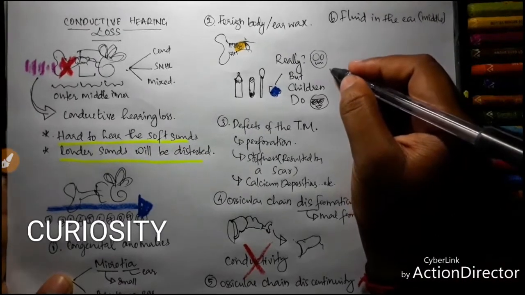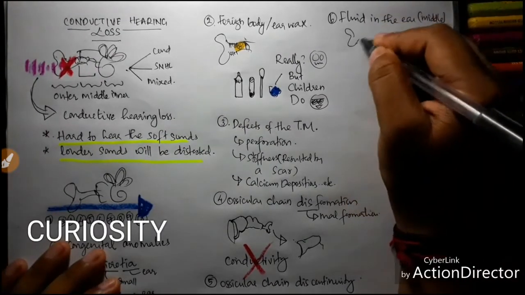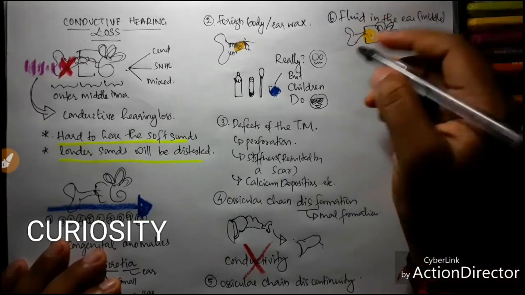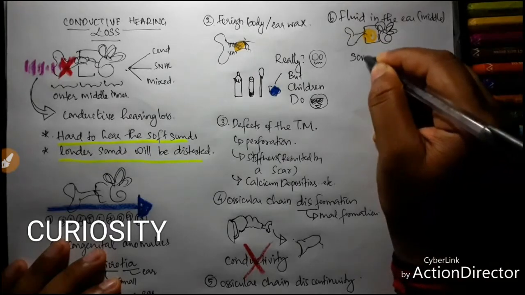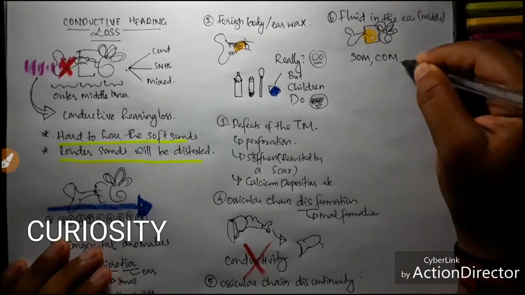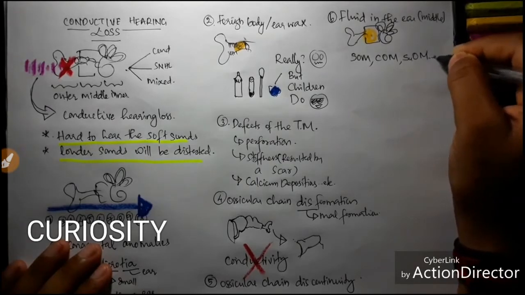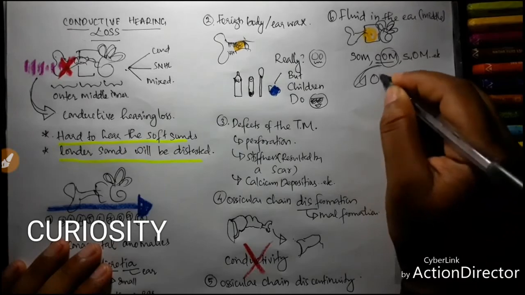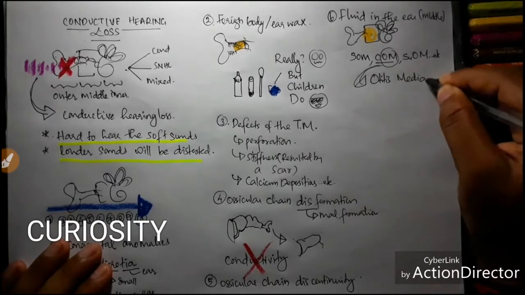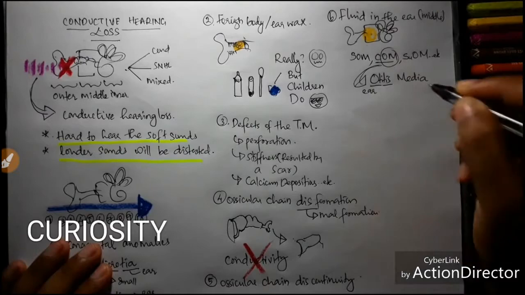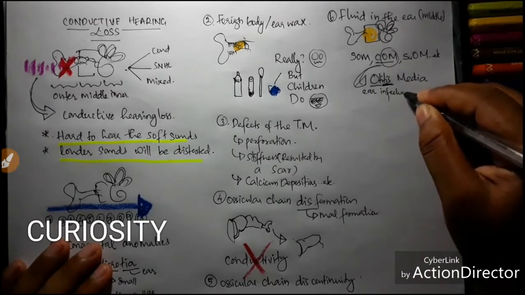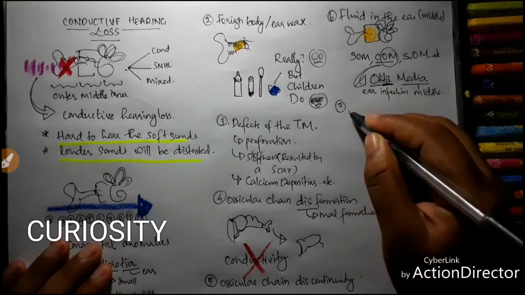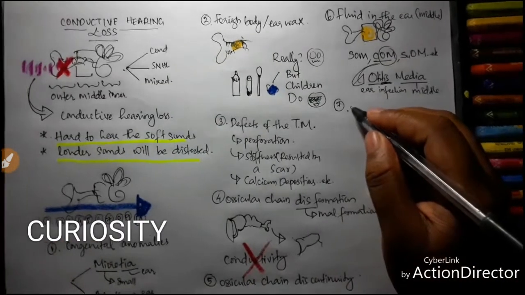The next one is fluid in the middle ear. So we are going in an order. Fluid in the middle ear can be due to many things, either infections or blockage. There are serous otitis media, chronic otitis media, and suppurative otitis media. Otitis means ear, itis means infection, and media means middle, so it means middle ear infection.